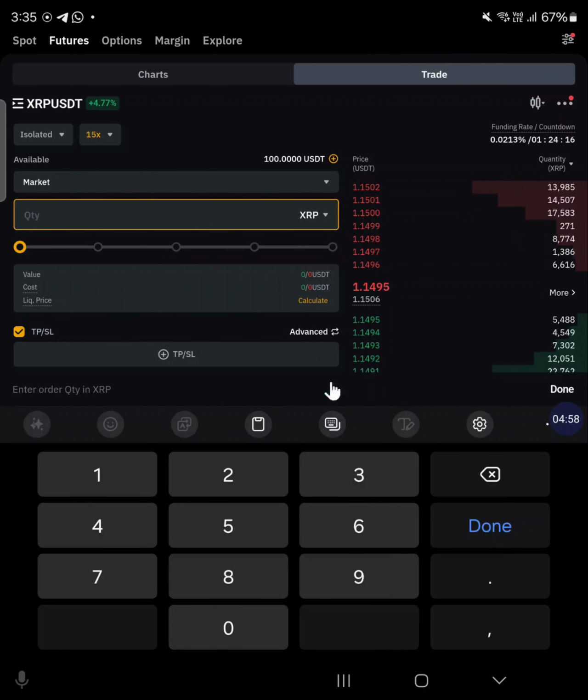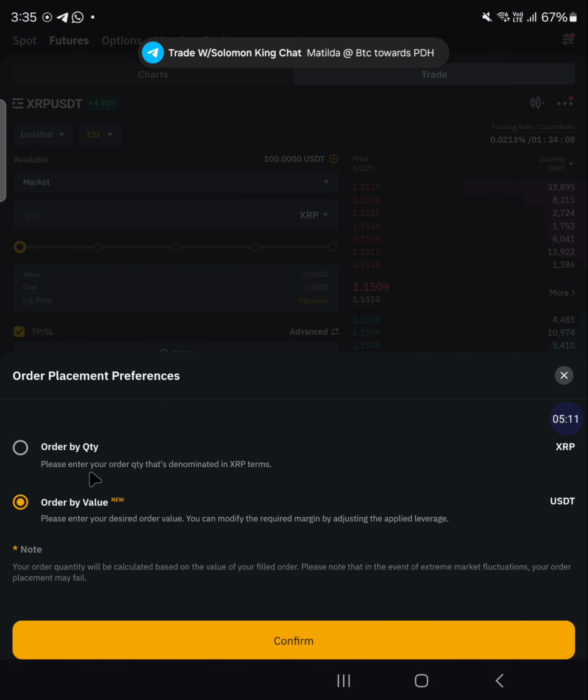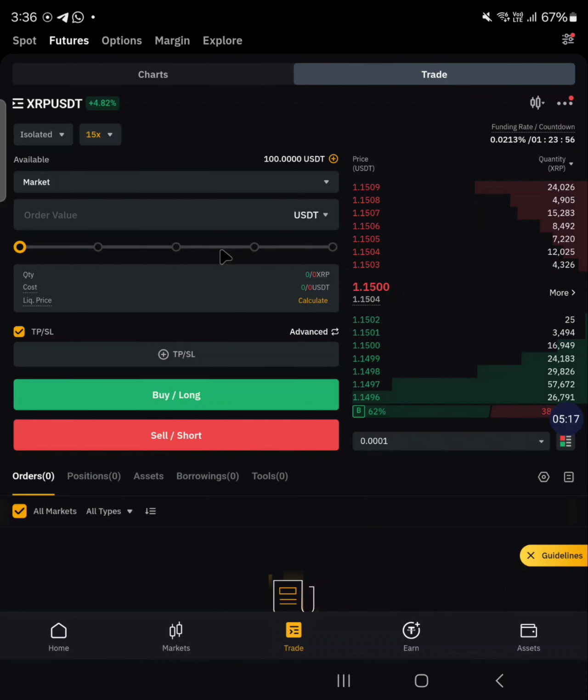How many quantity of XRP do I want to use? Now, another thing you must know is that you can change this XRP to USDT. From order by quantity, just change it to order by value. I don't want you to use this. Just use the order by value. This is more stressful. Use the order by value, and then I'll click on confirm.